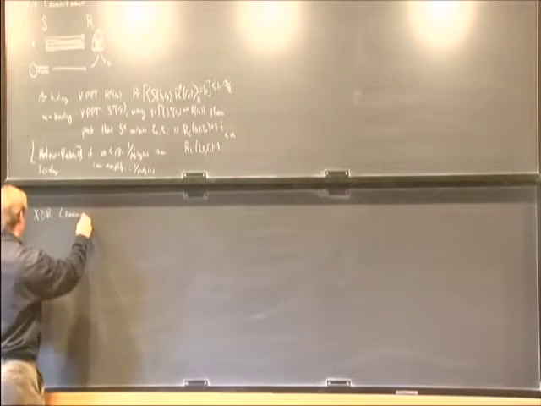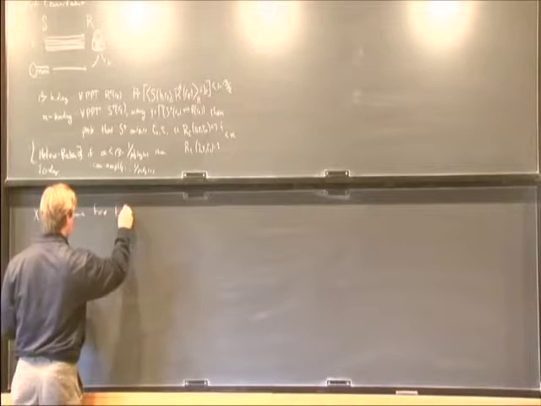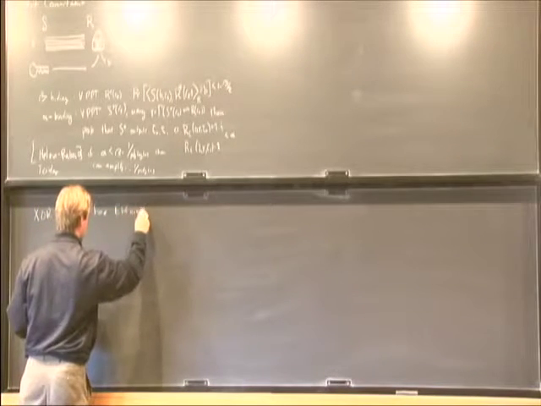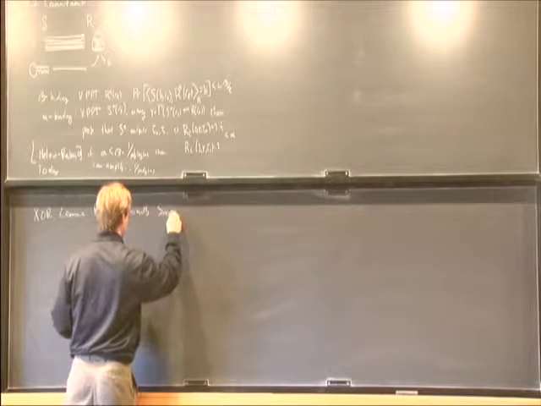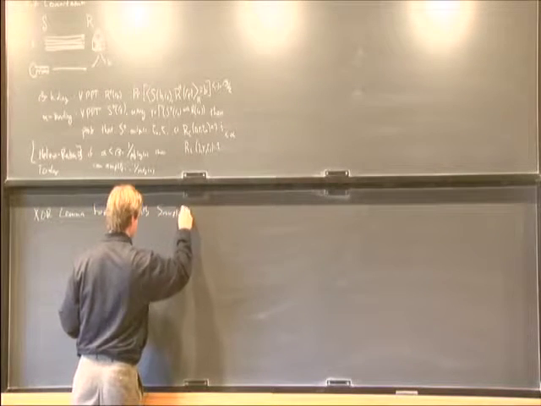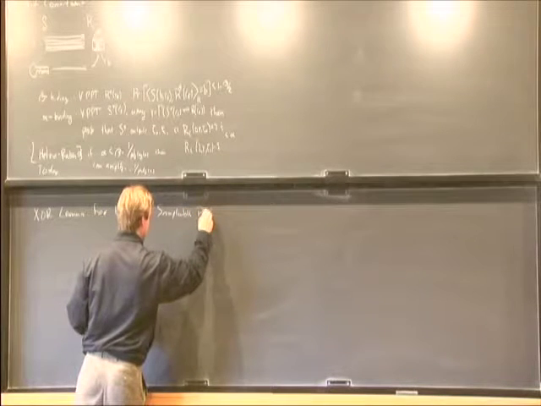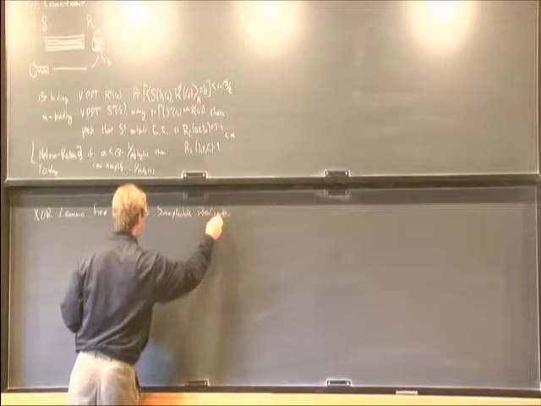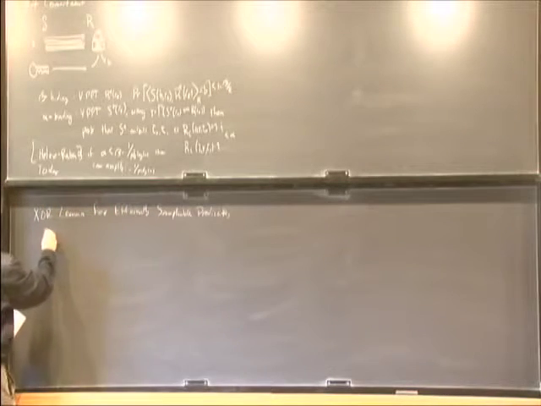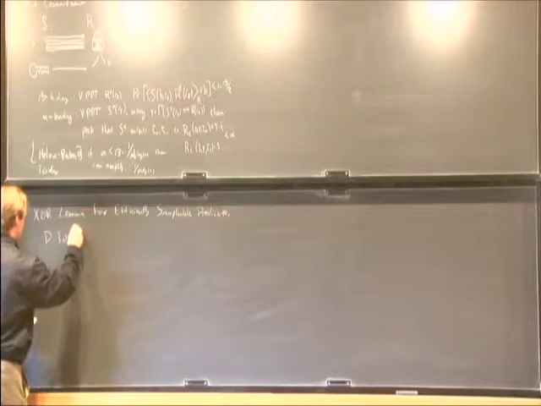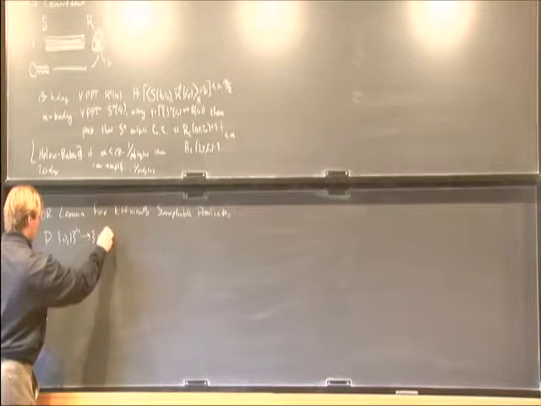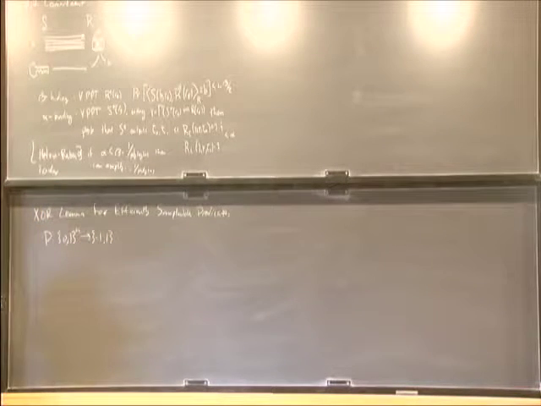This XOR-Lemma for efficiently samplable predicates. So the idea here is that we have some predicate P. We're going to make it go to plus minus 1 because I'm hoping that will make my life easier later on. And it has some hardness in it. And we're going to want to amplify the hardness.